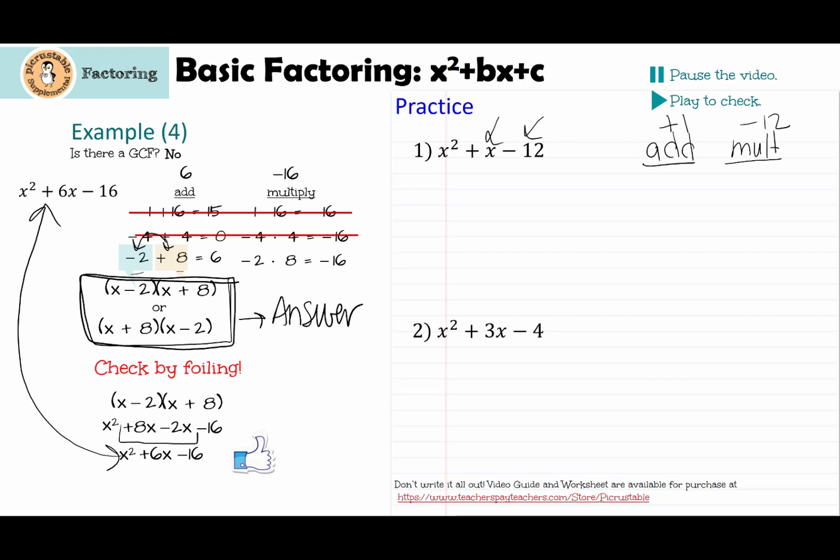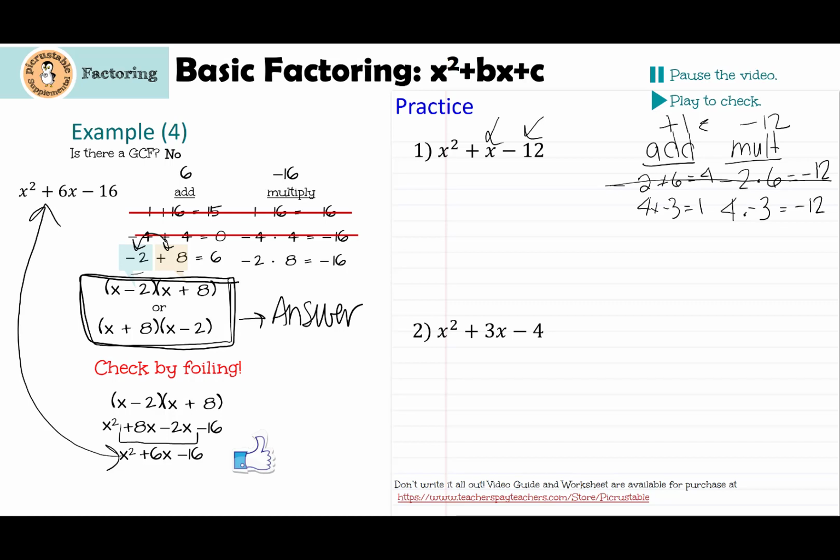Well, let's start thinking. Negative 2 times 6 is negative 12. So that works there. But negative 2 plus 6 is 4. So that's not going to quite work, because remember, it has to add to a positive 1. What about 4 times negative 3? Well, that gives us negative 12. Cool. And 4 plus negative 3 is 1. Awesome.